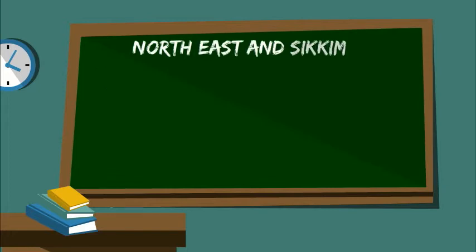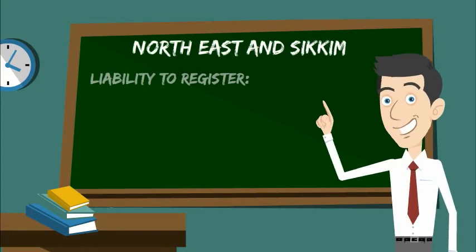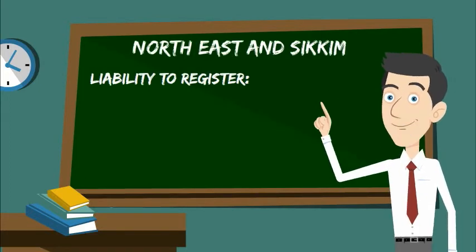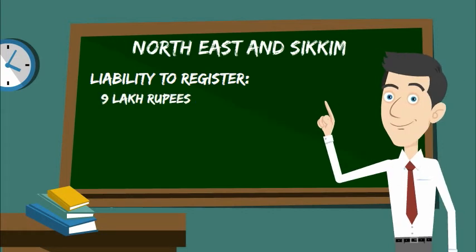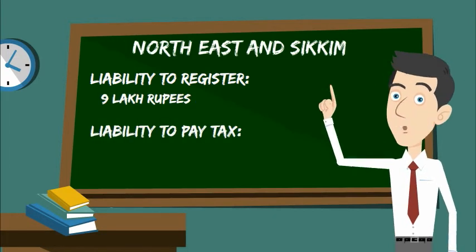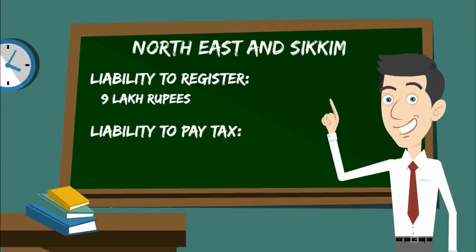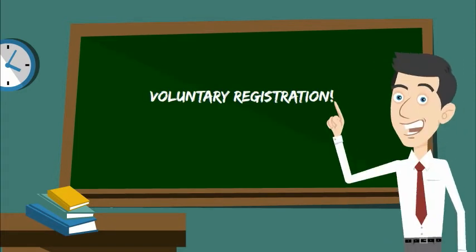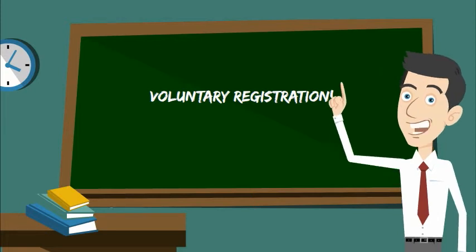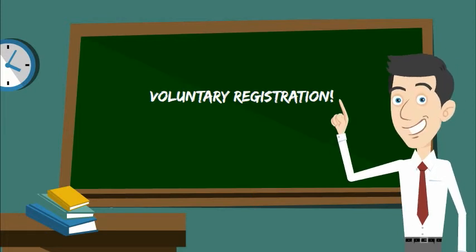If you are a supplier in Northeast or Sikkim, you have to register when the turnover exceeds a threshold of 9 lakh rupees. However, you are not liable to pay tax until your aggregate turnover crosses 10 lakh rupees. A supplier can also register voluntarily even when he is operating well within the threshold. This enables him to claim and pass on the input tax credit seamlessly.